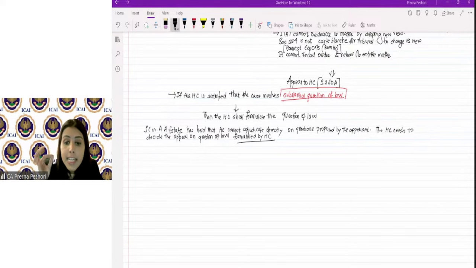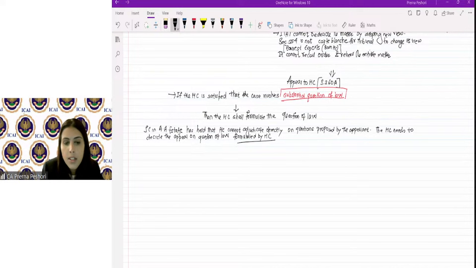If the delay is not attributable to the assessee, that's a question of law because it involves the interpretation of section 254. Or the question, for example, whether the ICAI can recall the order. Again, that is an interpretation of section 254. So, these are questions of law and not questions of fact, students.